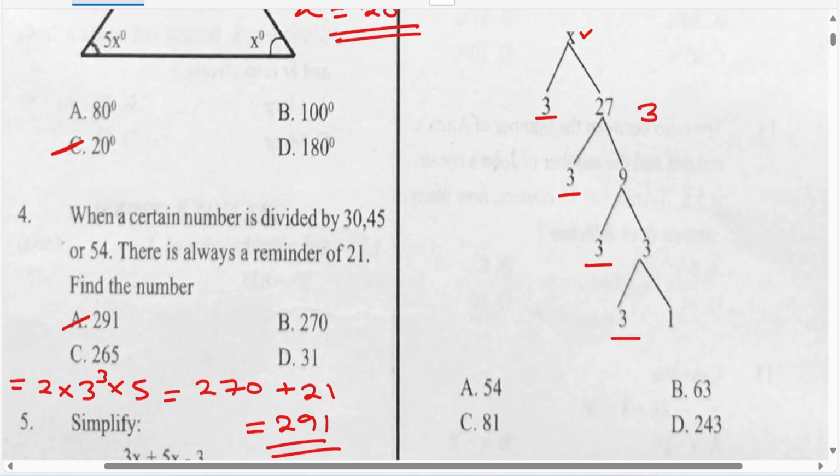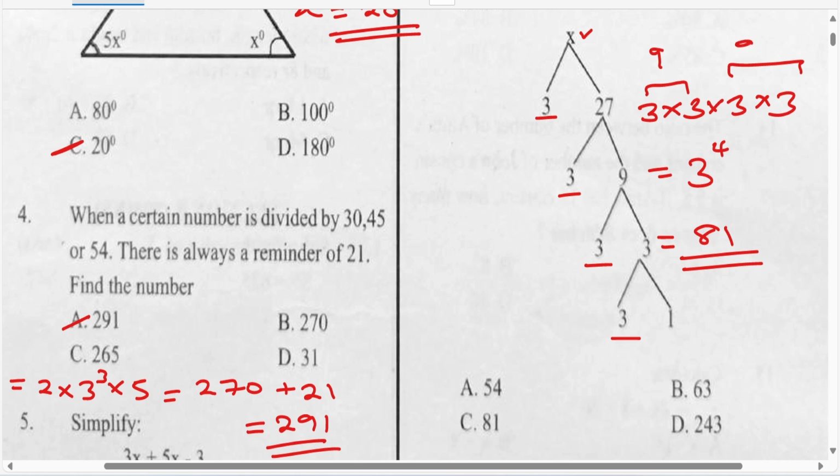So you just take 3 times 3 times 3 times 3, which is basically just saying 3 power 4. So 3 times 3 is 9, 9 times 3 is 27, 27 times 3 is 81. So basically your answer for x is 81. Or you can do 3 times 3, which is 9, 3 times 3, which is 9, 9 times 9 gives you 81. So this is your answer.